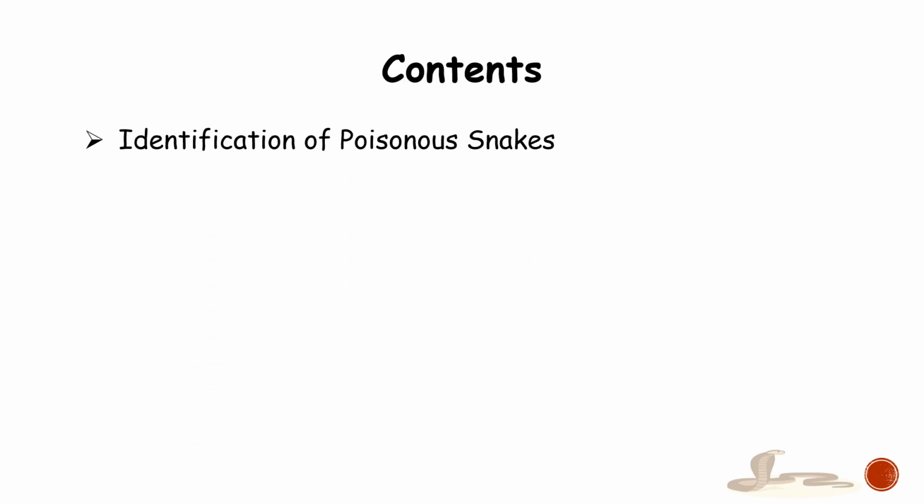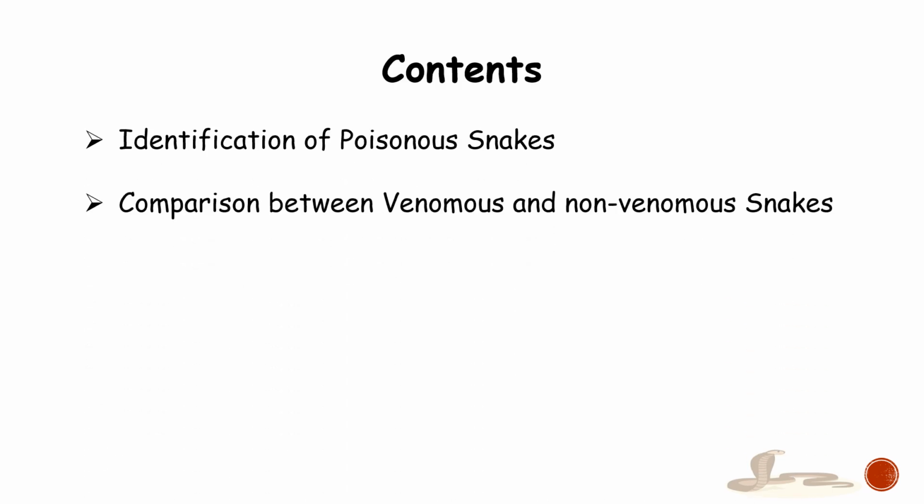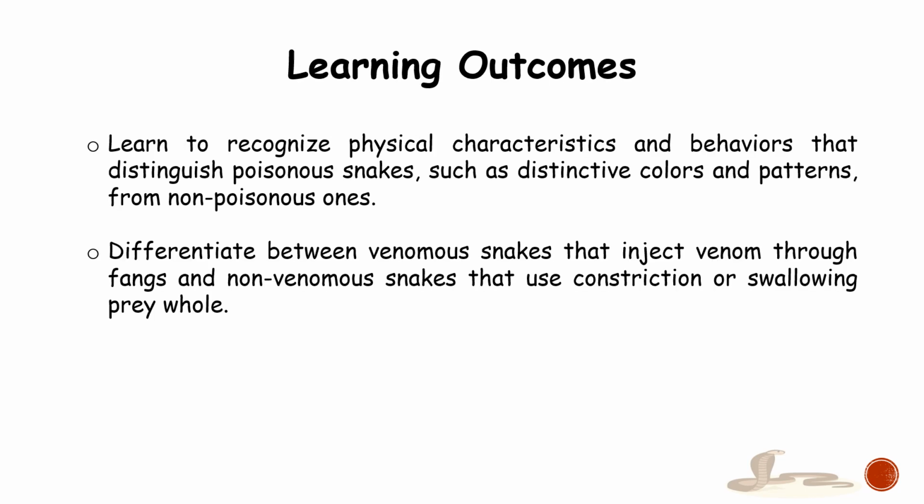Contents include identification of poisonous snakes, and comparison between venomous and non-venomous snakes. The learning outcome of this topic is that you can learn to recognize physical characteristics and behaviors, such as distinctive color and patterns, that distinguish poisonous snakes from non-poisonous ones. You can differentiate between venomous snakes that inject venom through fangs and non-venomous snakes that use constriction or swallowing prey whole.